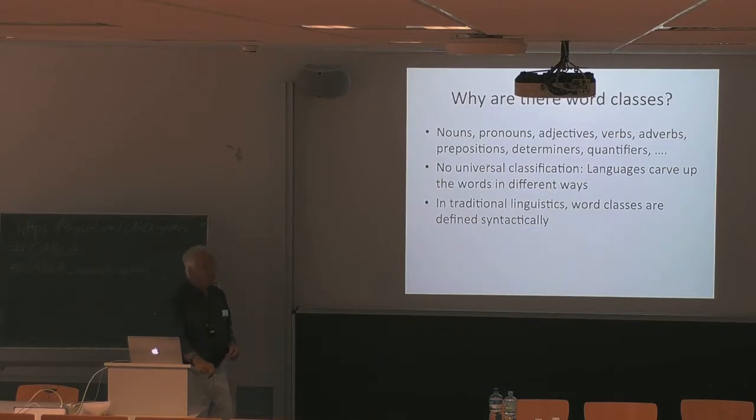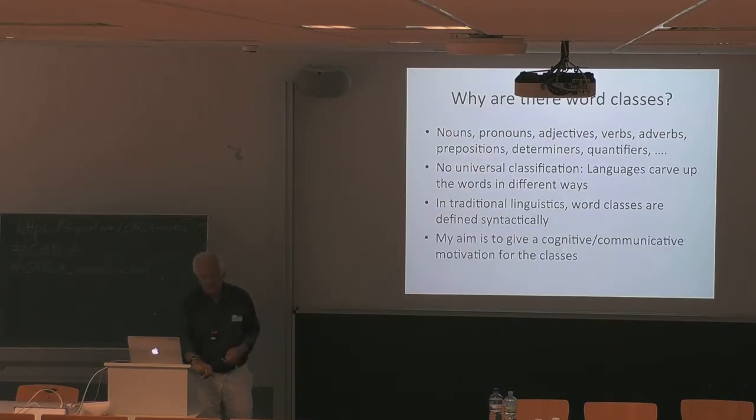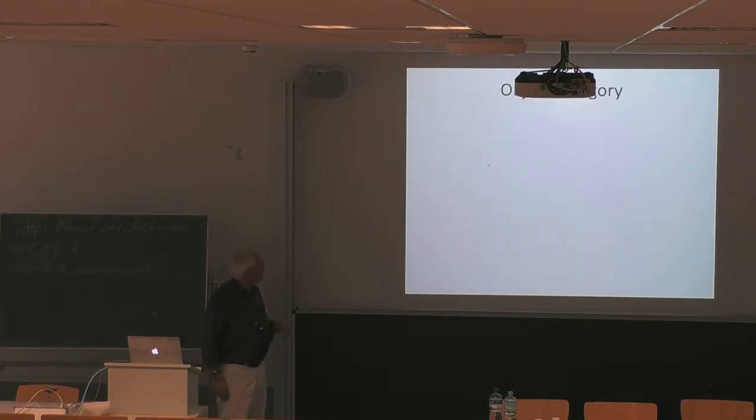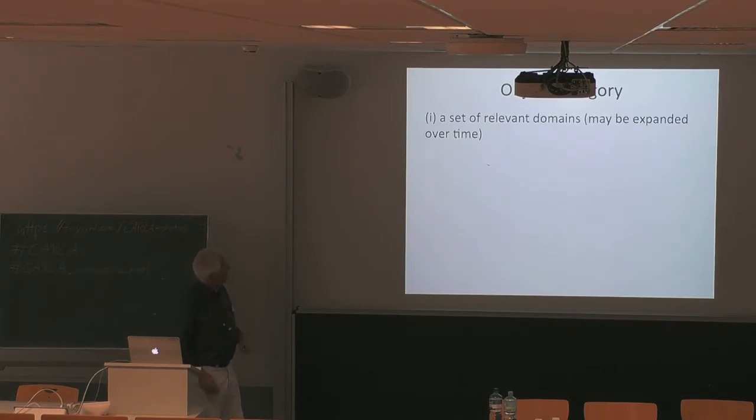And I want to get back to that. I think there is a lot of sense in doing that. So this is my aim in this part of the talk: to give a cognitive and to some extent communicative motivation for why we have these word classes. Now, a little bit of repetition here: what I mean by an object category. For an object category like apple or horse or chair, there is a set of relevant domains. And as I explained, this set of domains may be expanded as you learn more about the concept.